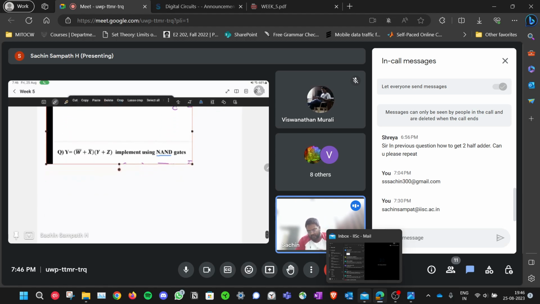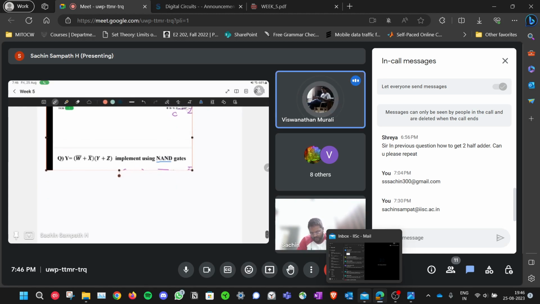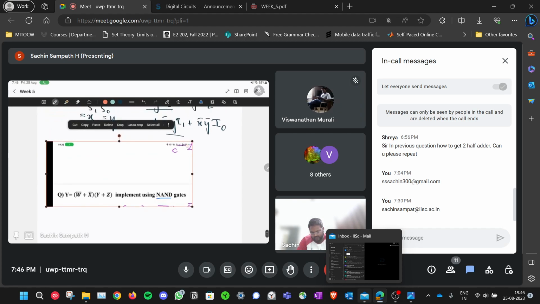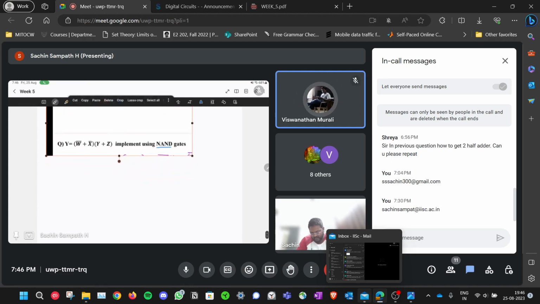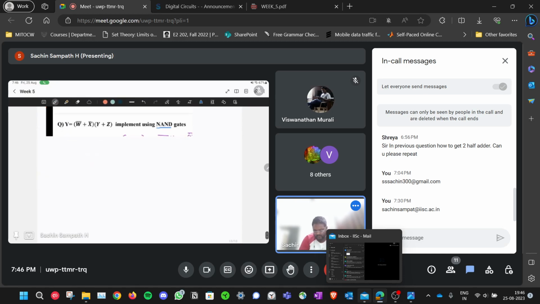Y is W bar X bar into Y plus Z. Implement using NAND gates. No? NOR. But the question says NAND. Oh, you want NOR. Okay. W X Y Z. It's 4 input, right? What are we supposed to do? You'll have to take POS form, right? You can't do sum of products. You have to do product of sums.